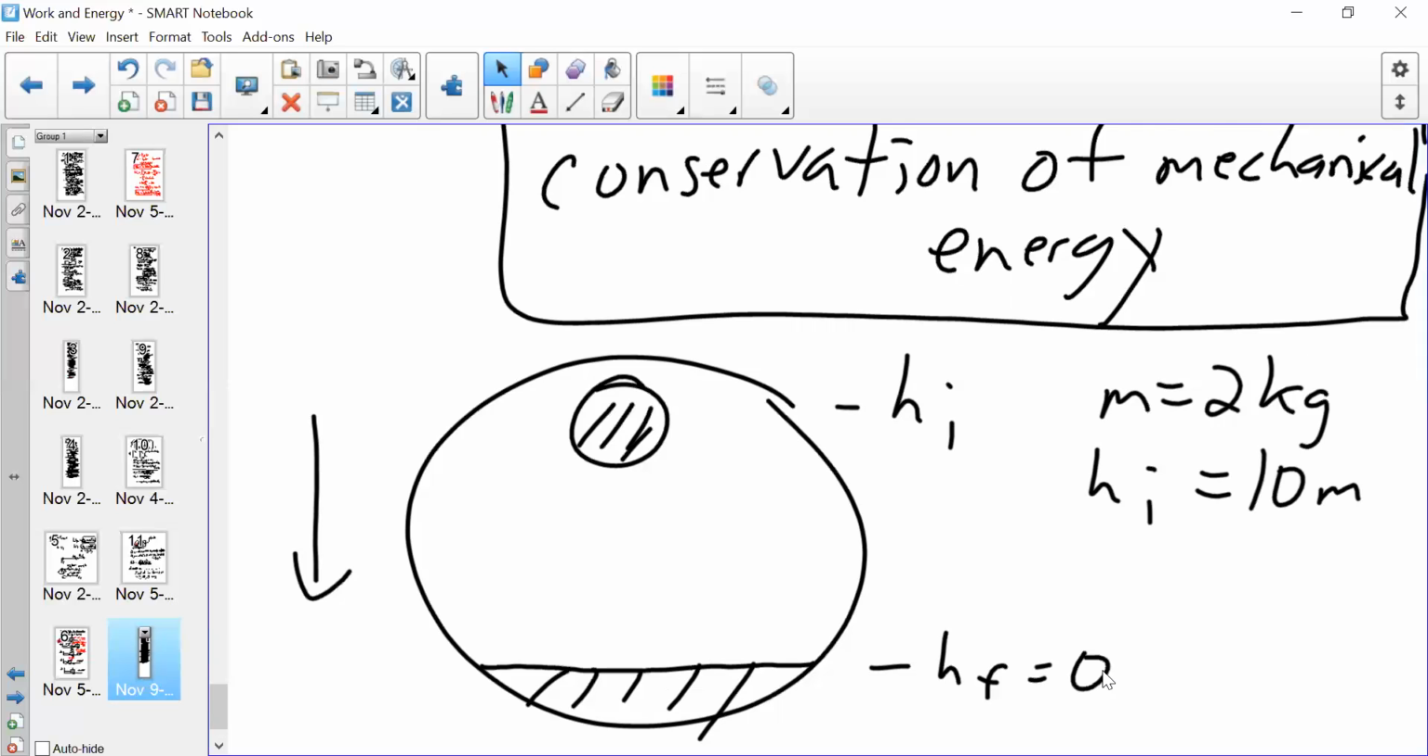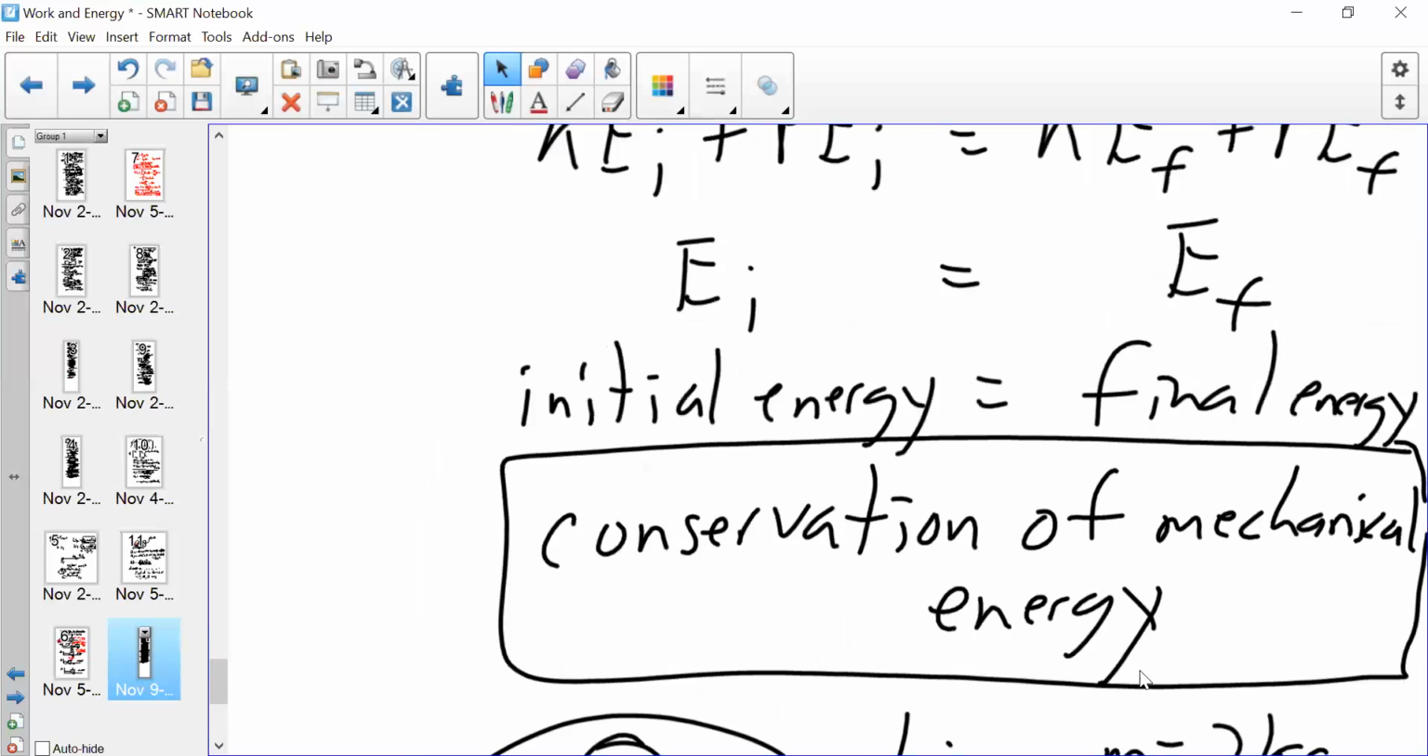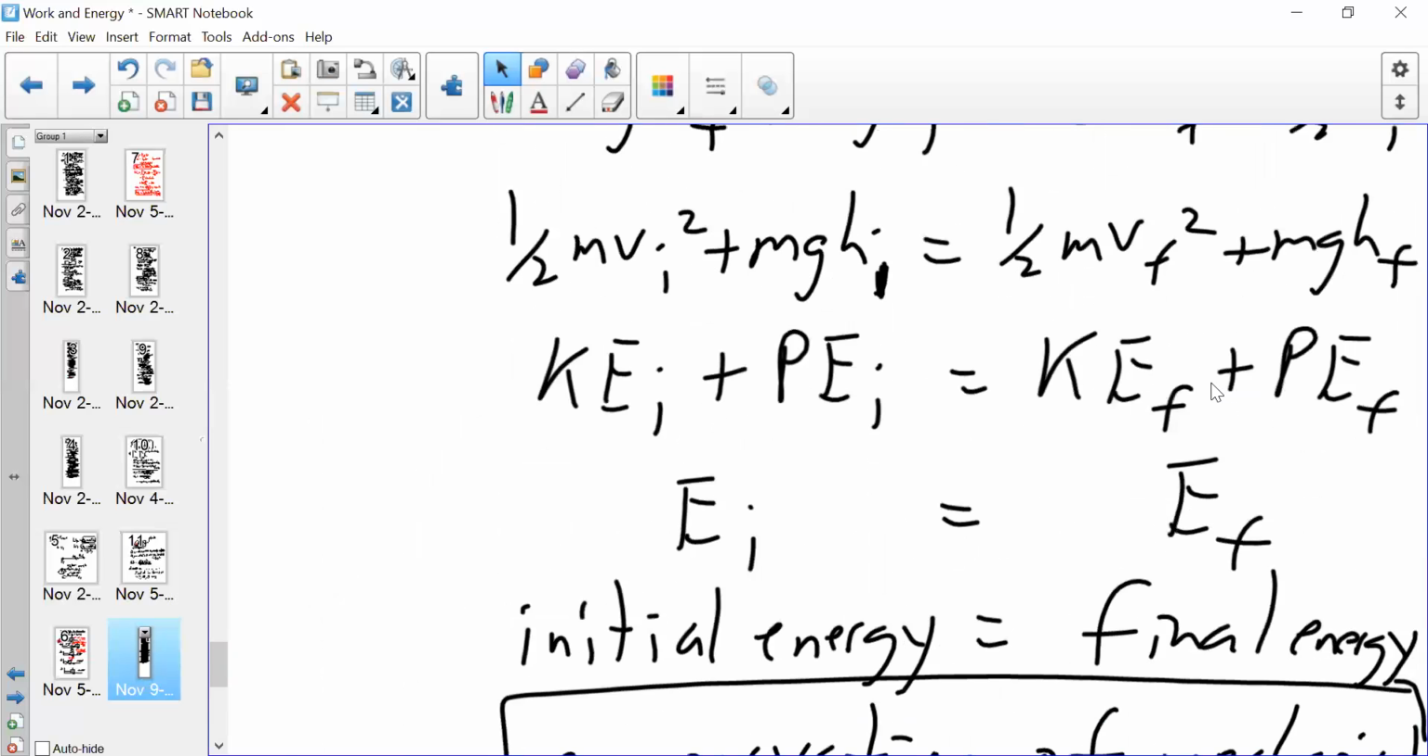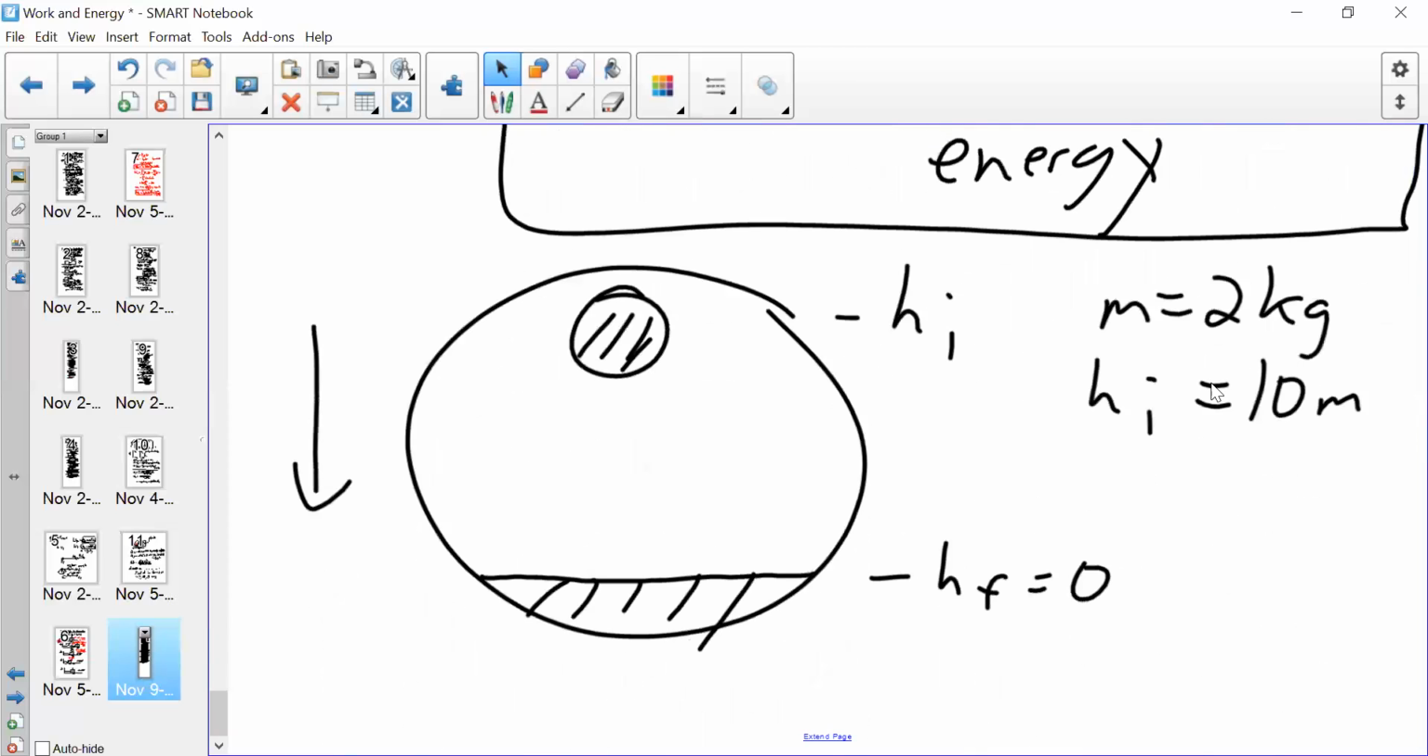Initial speed is 0. I want you right now to use the conservation of energy to determine the speed at the bottom. Tell me what you notice about the final equation that allows you to get the final speed. HF is equal to 0. Got that there. Why don't you do that right now? Tell me what you get.